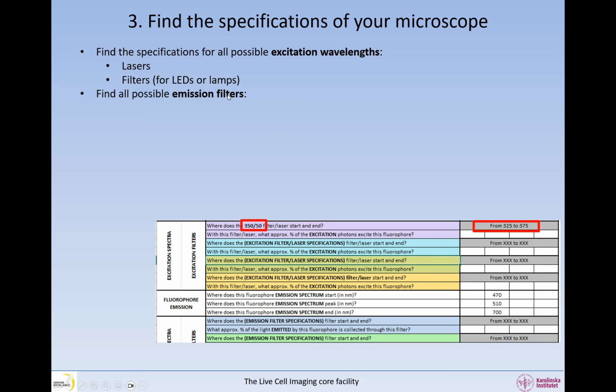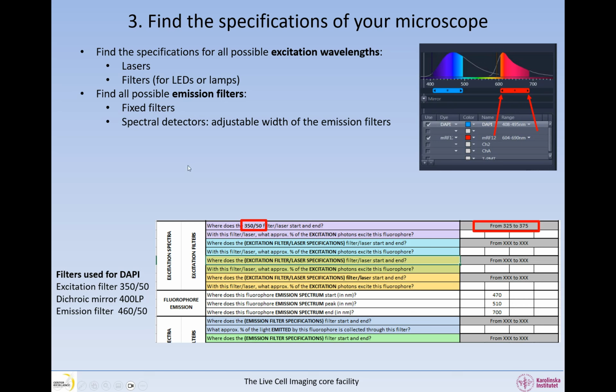And then you're going to find all the possible emission filters. So you can have fixed filters on your system, and in that case it's very easy, it's the same thing. So you're going to write the emission filter, and then you will write again where it starts and ends. In our case, we have filter-based systems. For example, for DAPI, this is the excitation filter we have, that's the dichroic mirror, and this is the emission filter. So I would write in here 460/50, and here I would write 460 minus 25 and plus 25.